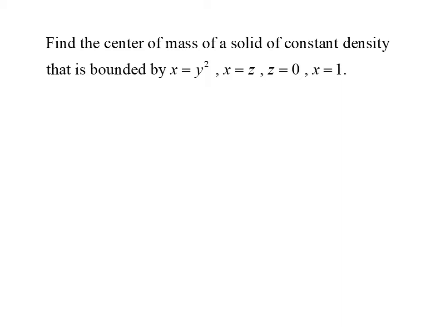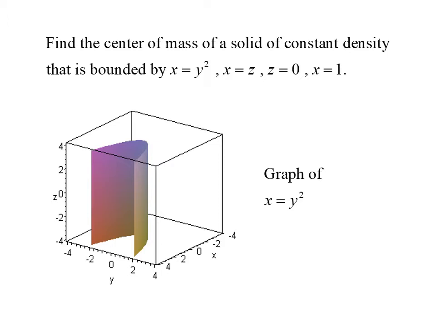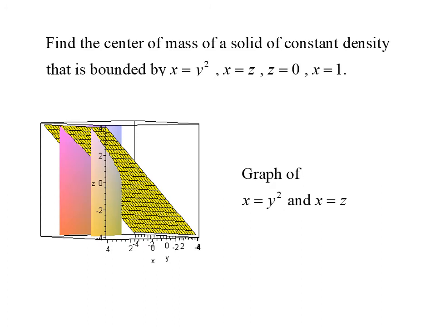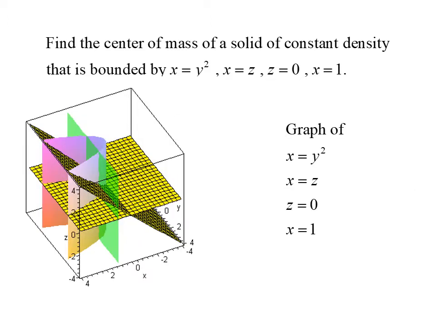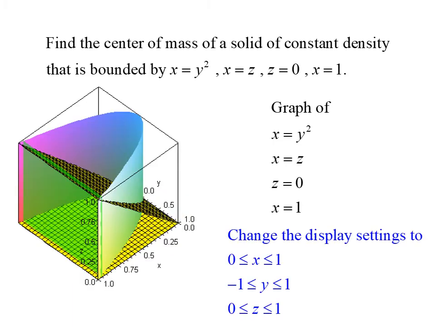Here's x equals y squared. Here is the plane x equals z on the same coordinate system. Here's the xy plane, or z equals 0. And in green, the vertical plane x equals 1. So we'll magnify and isolate our region, and you can kind of tell that this in here is what we're trying to find the center of mass for.